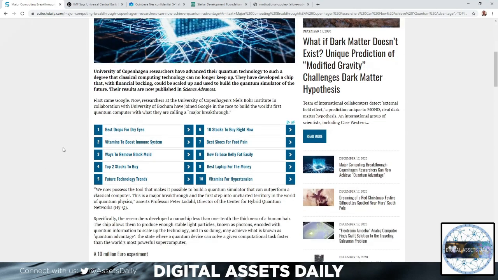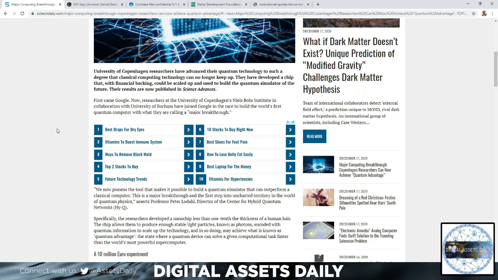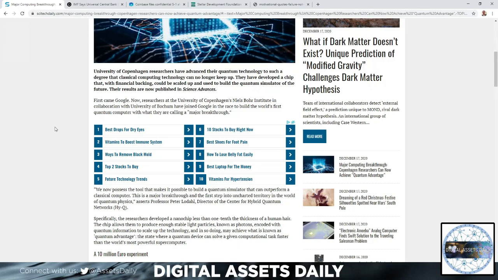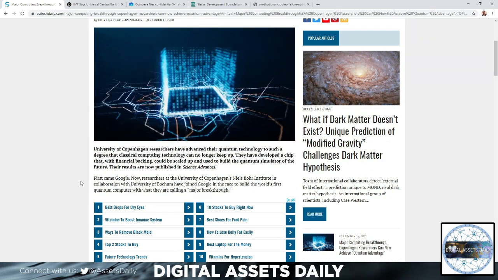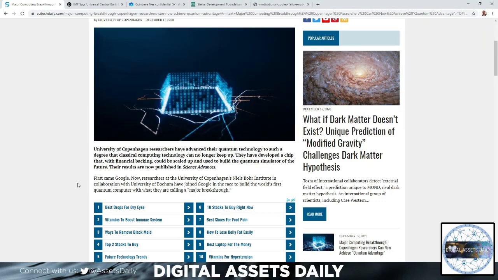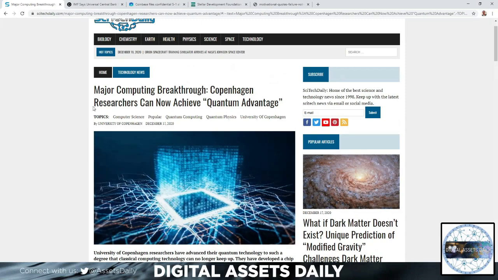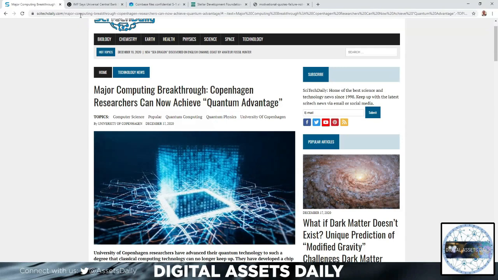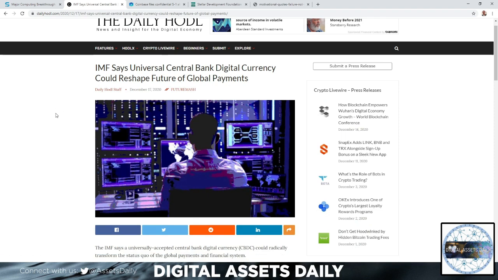In the article they're discussing, first came Google. Now researchers at the University of Copenhagen Niels Bohr Institute, in collaboration with the University of Belgium, have joined Google in the race to build the world's first quantum computer with what they're calling a major breakthrough. But also, if we go back to the beginning, I believe IBM actually was the first to create a successful one, and then Google was the first to release it to the media. So again, you can see it's starting to happen more globally. But you're going to need the quantum advantage, as they're calling it, the quantum computers for the new quantum financial system. So moving on, the IMF says universal central bank digital currency could reshape the future of global payments.